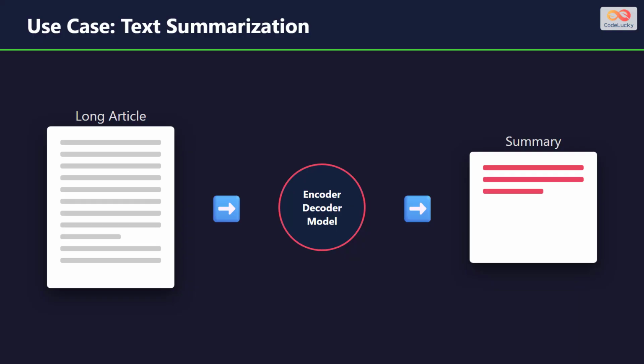This architecture isn't just for translation. It is also perfect for text summarization. Imagine feeding a long article into the model. The encoder reads the whole document, and the decoder generates a short, concise summary, capturing the key points without just copying sentences.